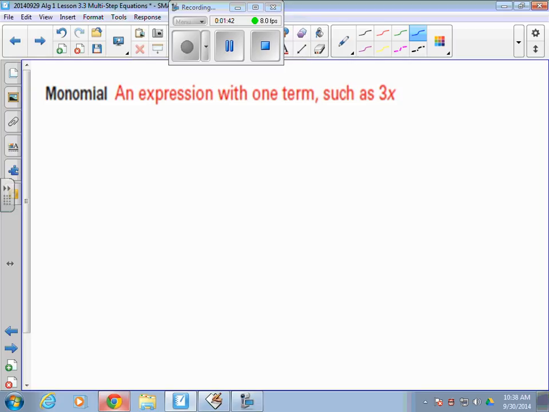A monomial, mono means single. So an expression with one term. Notice it says 3x. Like I showed you a second ago, it could be something as ridiculous as negative 4,500 x squared y to the third z to the fourth power. That is a monomial. Even though there's a whole bunch of things right there, there's nothing adding or subtracting with that. So that is one term.